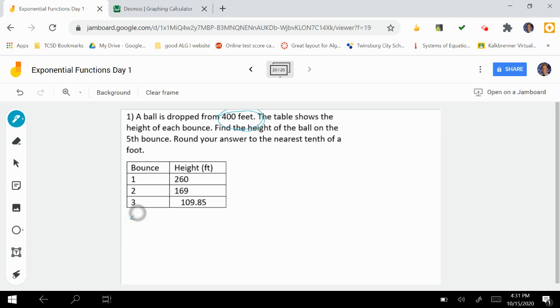But we have the 4th bounce and the 5th bounce that we need to add to our table. So how do we do that? How do we go from 260 to 169? How do we go from 169 to 109.85? We need to figure out that change of y's. So let's go. Y2 is 169 over Y1, which is 260.